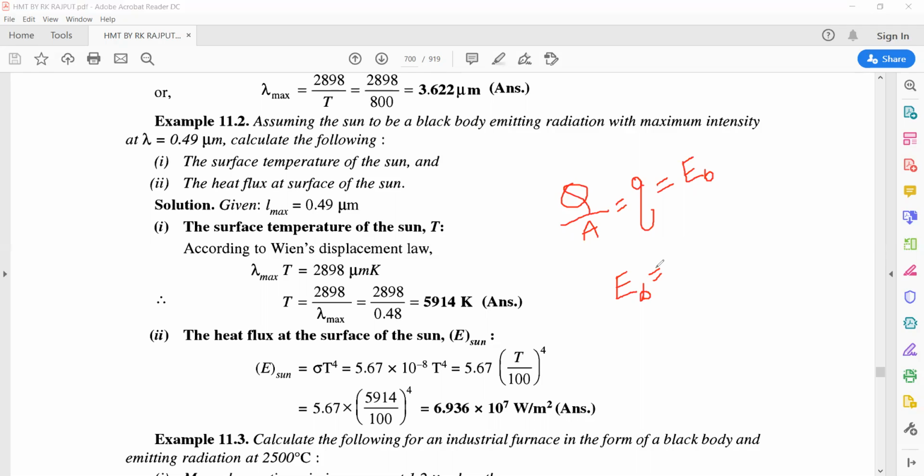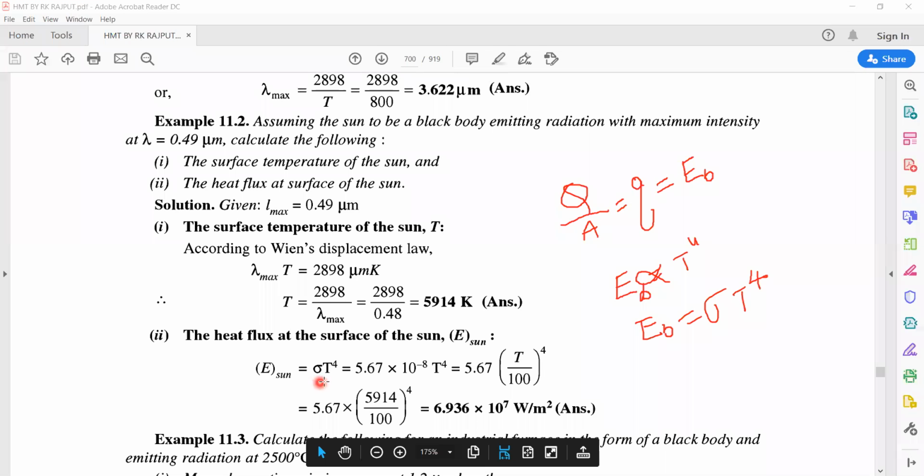And if we replace the proportionality sign by an equality sign, let me write here, E_b equals sigma T to the power 4. Okay, so this itself is nothing but heat flux. Either I can say the heat flux or the emissive power. So it is equal to sigma T to the power 4. Sigma is the constant, 5.67 into 10 to the power minus 8, T to the power 4.